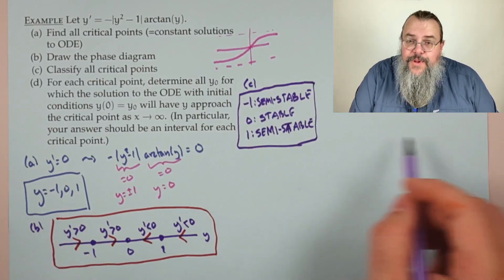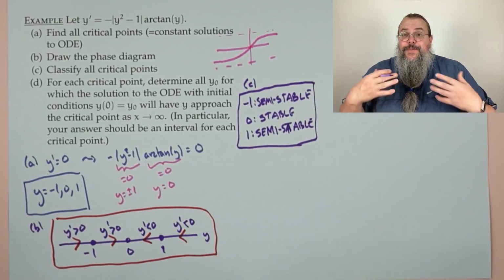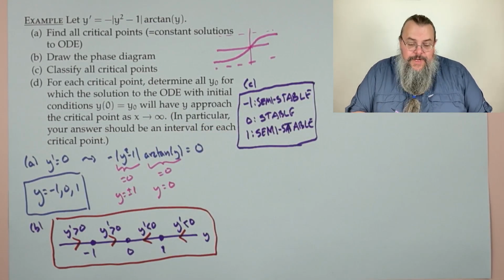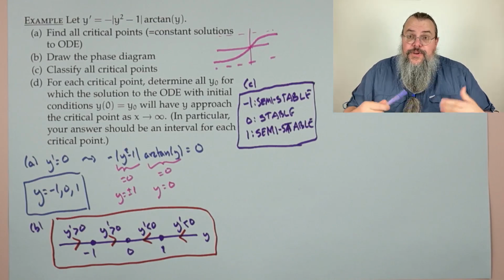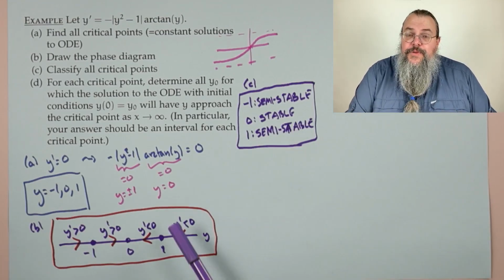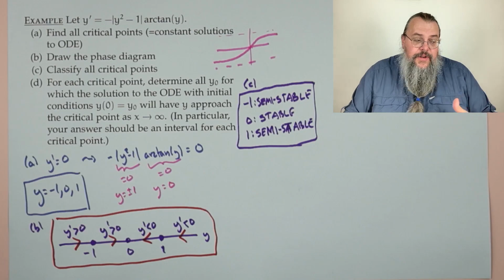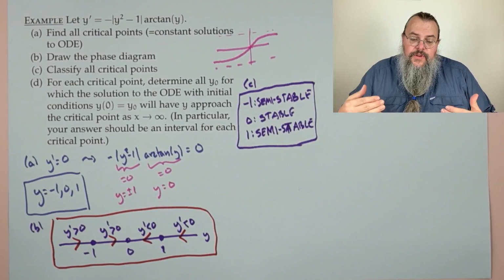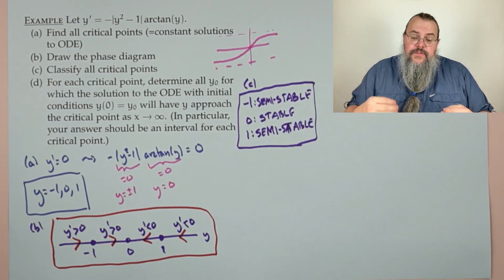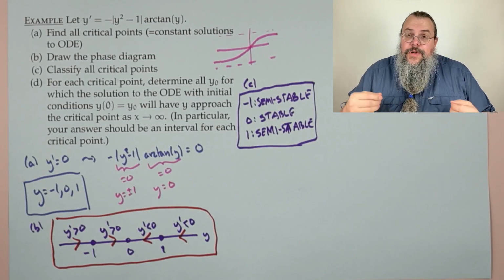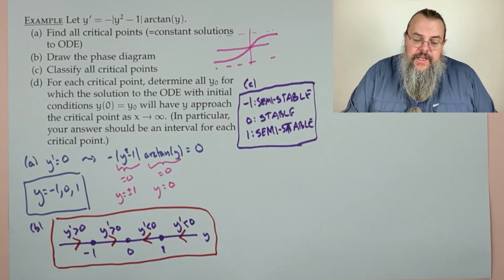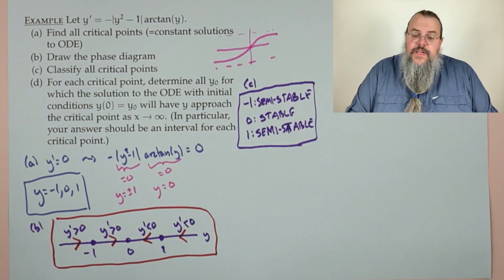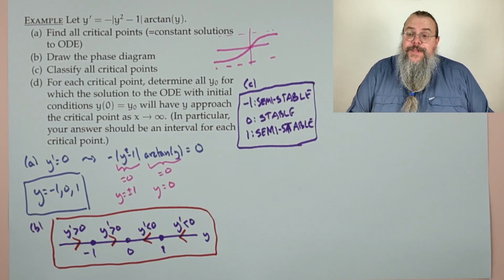So we left ourselves plenty of space here to do part D because there's a lot of words here. So let's read what we have to do. For each critical point, we got 3 of them, all right. For each one, determine all y0 for which the solution to the ODE with initial condition y of 0 equals y0 will have y approach the critical point as x goes to infinity. In particular, your answer should be an interval for each critical point.